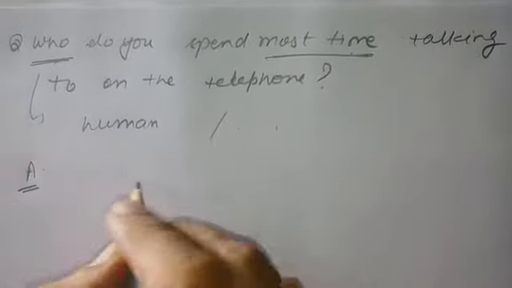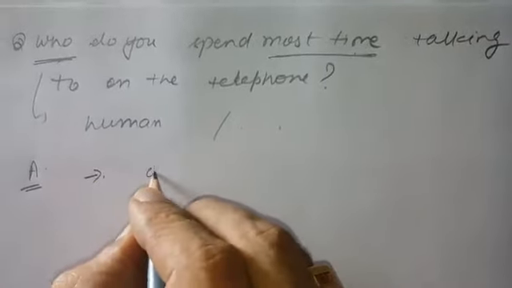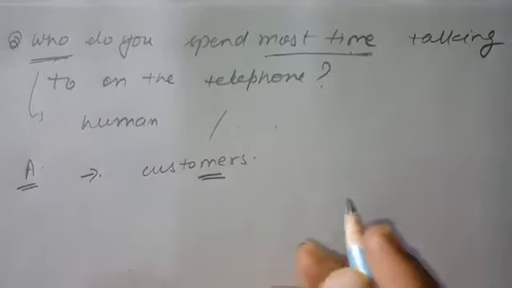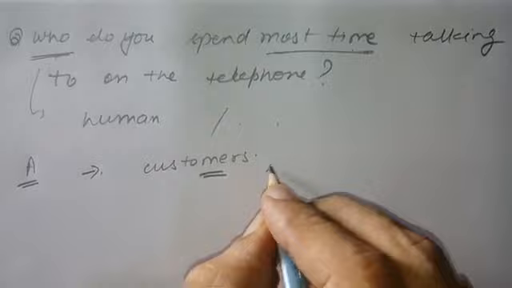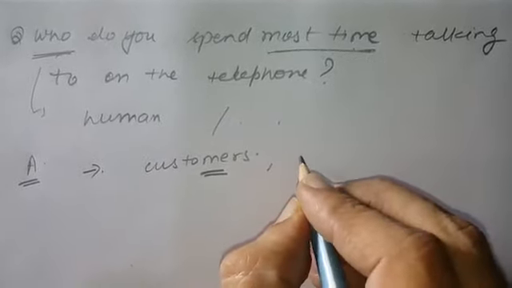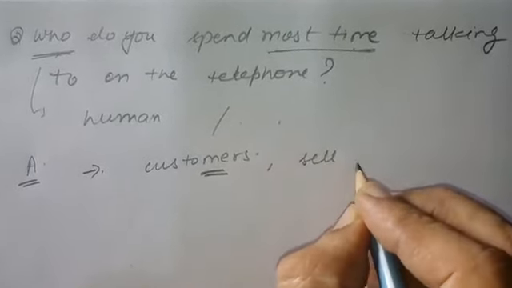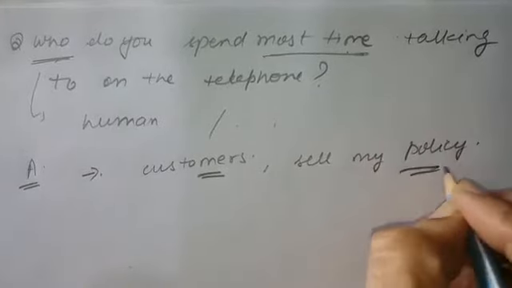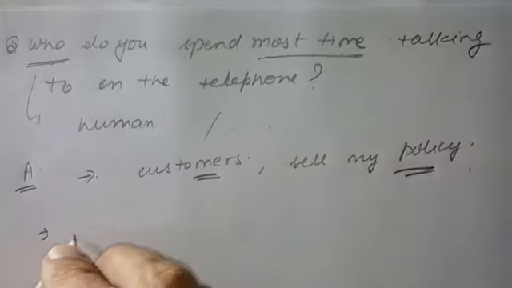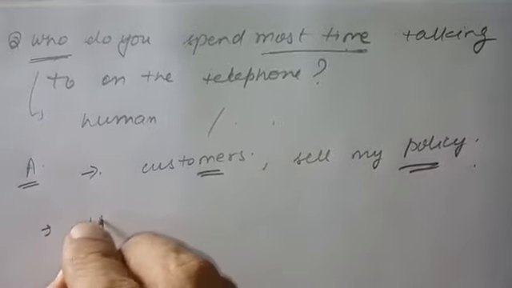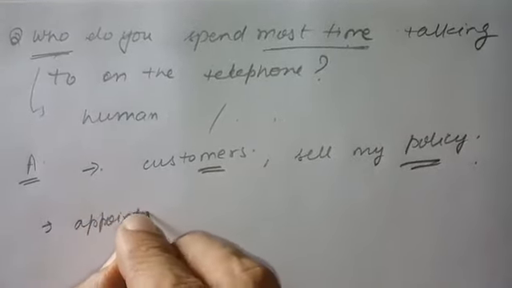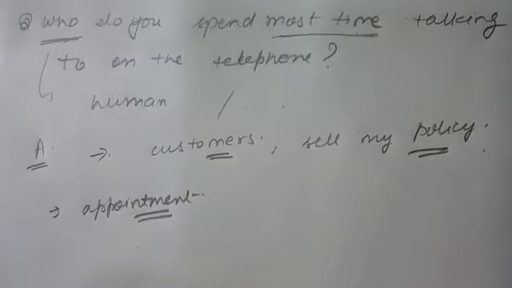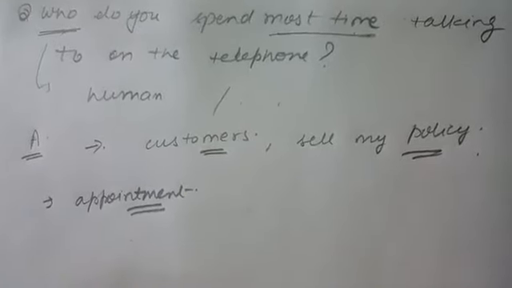So you can say that I spend most time with my customers, right? Fine. I have to sell my things, or sell my policy, or sell anything, you can say. So that's why I talk with them. First I take an appointment from them to call, right? When to call them, then I call them and tell them about or sell my product or anything.